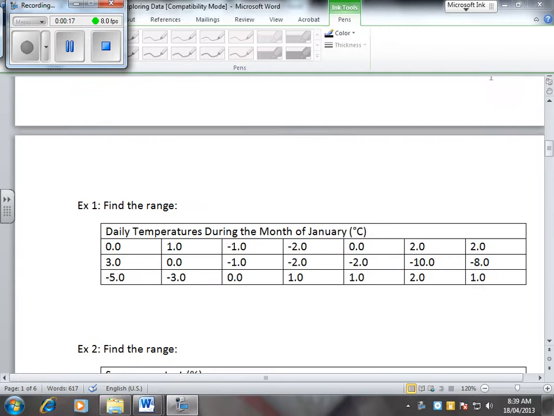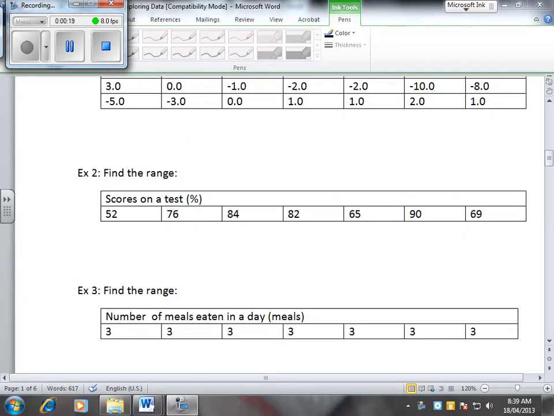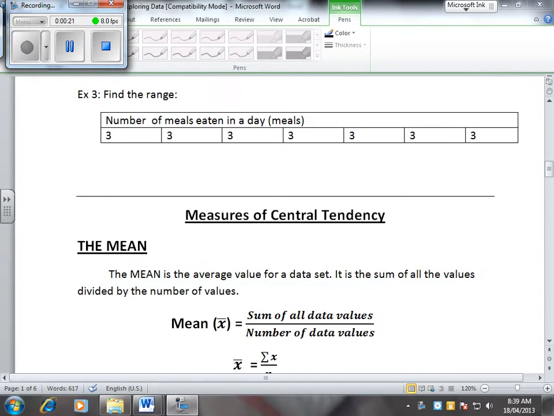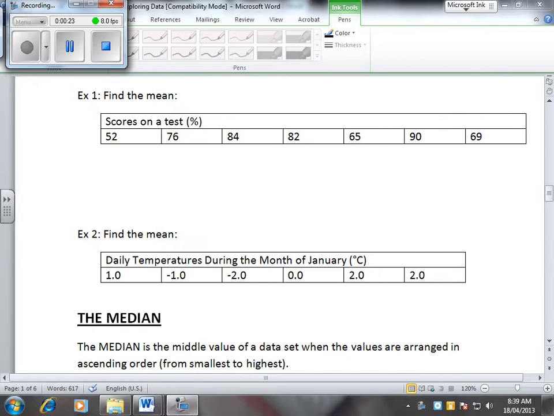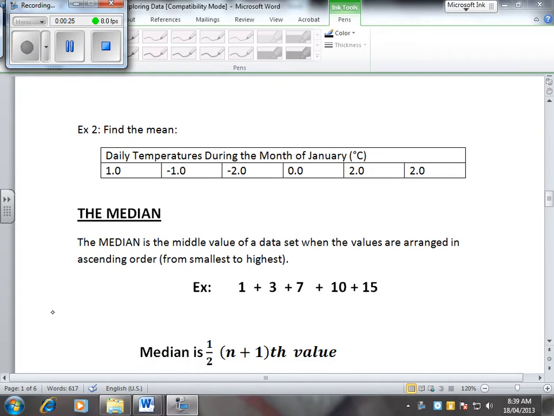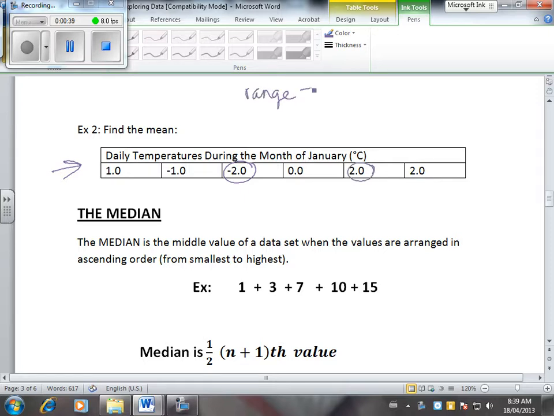I'm just going to go to one set of data we looked at. How about this one here? Okay, so for the range in here, we would find the smallest value, -2, and the largest value, which is 2. So range would be 2 minus -2. So there's a range of 4 degrees Celsius in here.